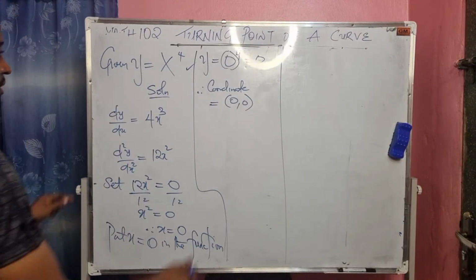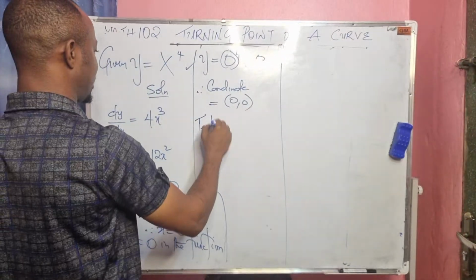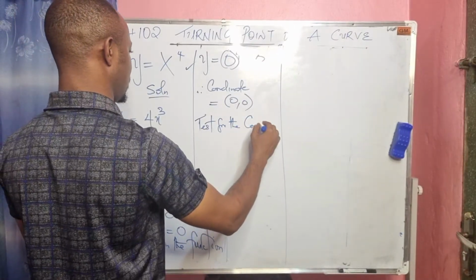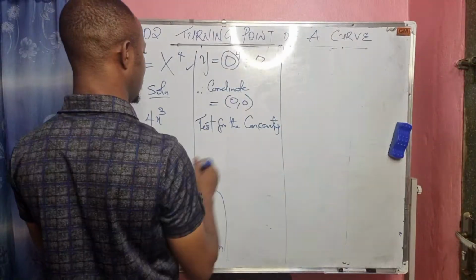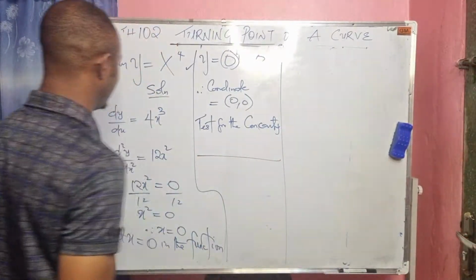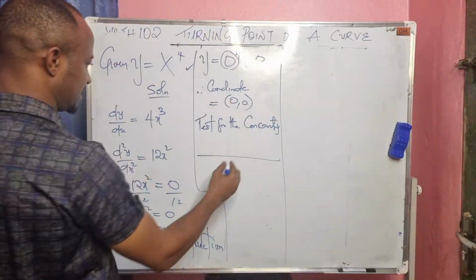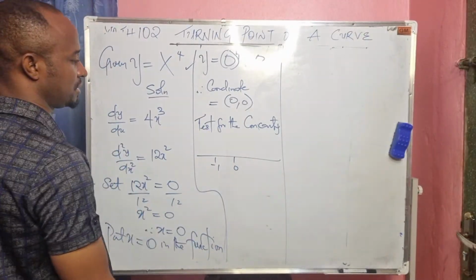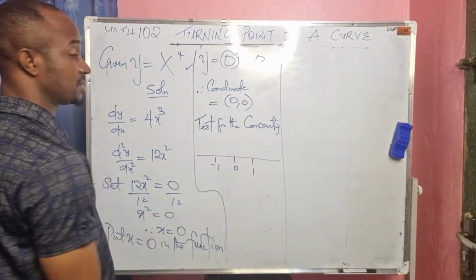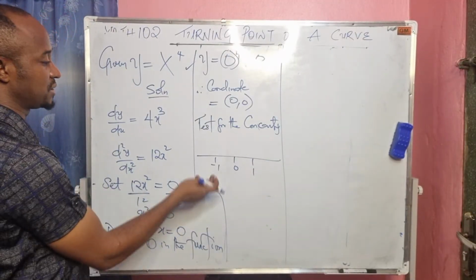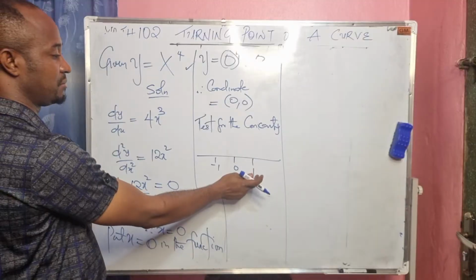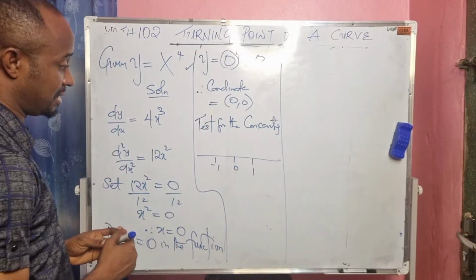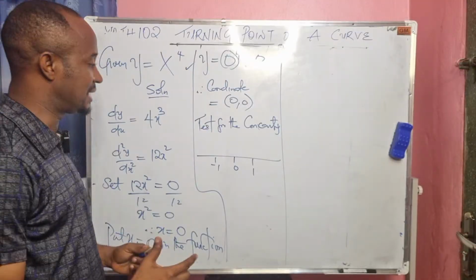Let's verify. We're going to test for the concavity. The value of x is 0, so we have 0. To the left is -1, to the right is 1. I can also choose -0.5 and plus 0.5, but I always prefer subtracting 1 and adding 1.